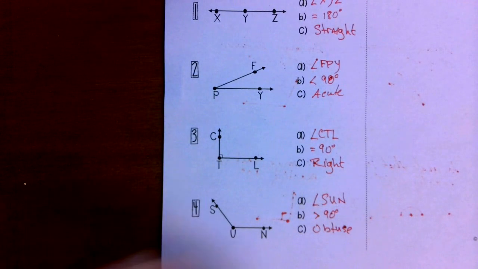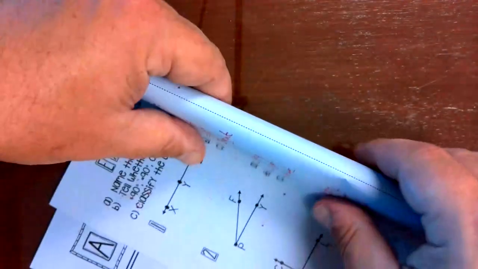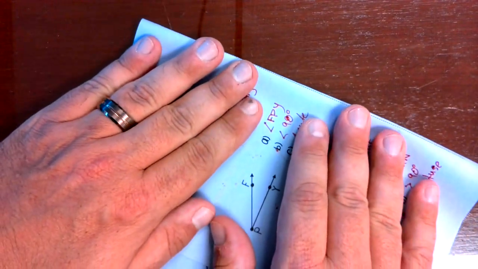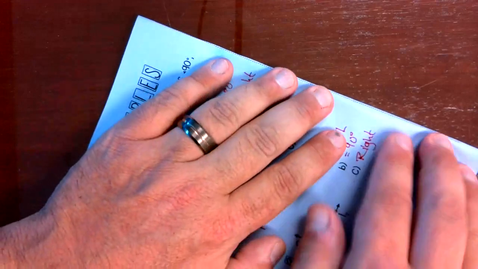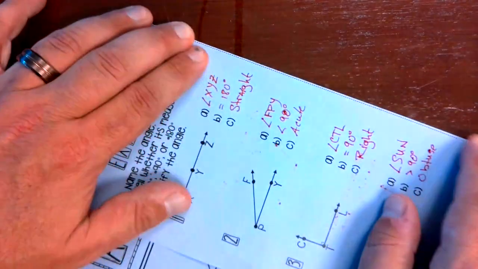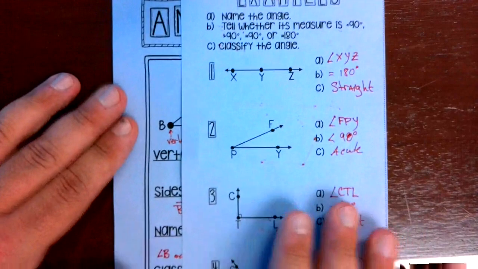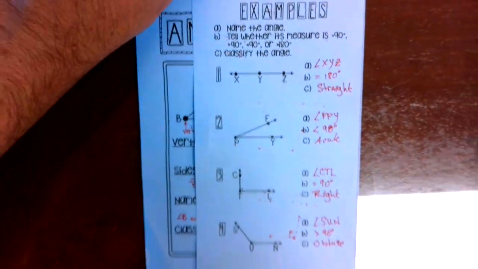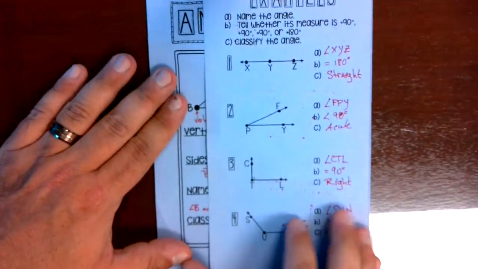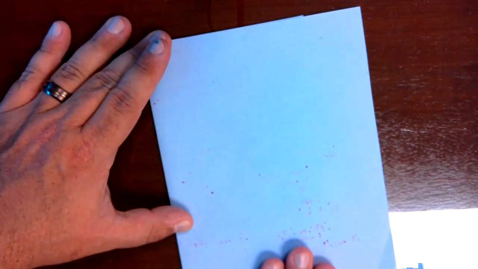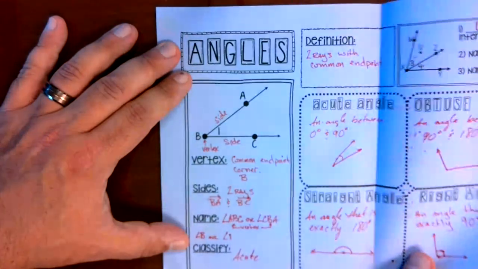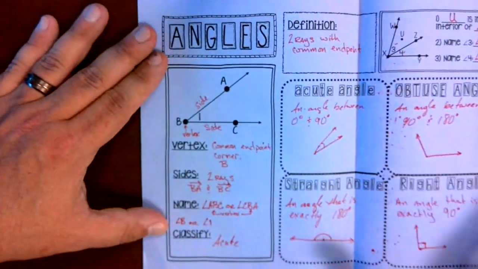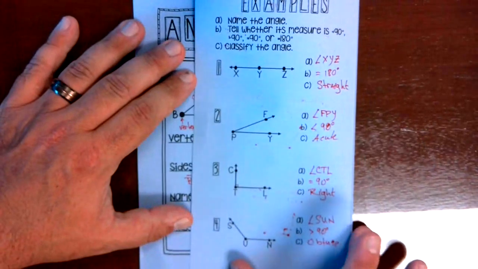Now these notes, they fold right along that dotted line there. Just like this. And when you glue this in your notebook, zoom this out a little bit so that maybe you can see a little better. You glue on this blank part here, and then this part here will just flip open. So you can have all this information here about angles and then the examples right there.